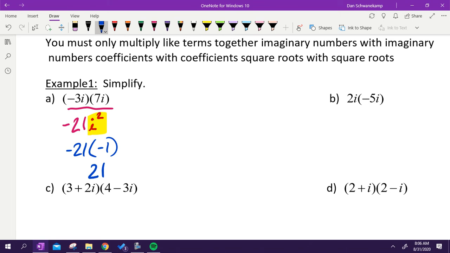Okay, try letter B real fast. We take 2 times -5, get -10. Thumbs up if your final answer is positive. Thumbs down if your final answer is negative. It's positive because it's -10 times -1, because that's what i squared is. It gets me 10. Great.